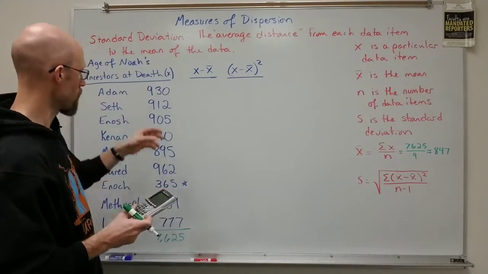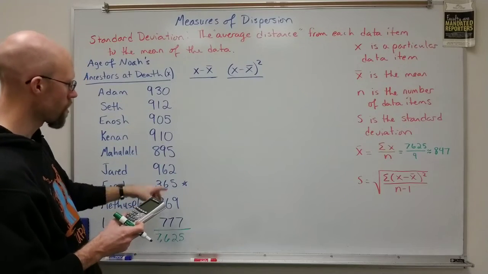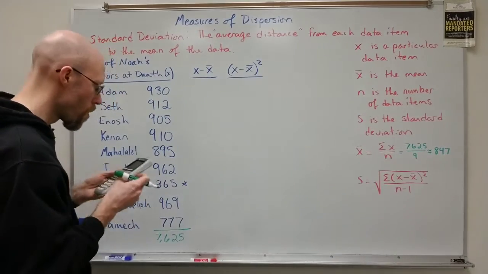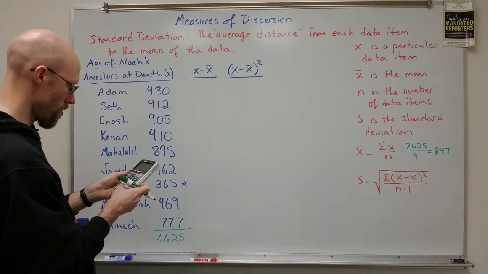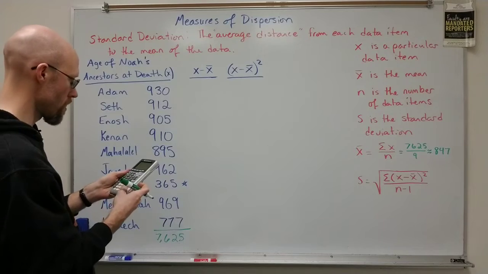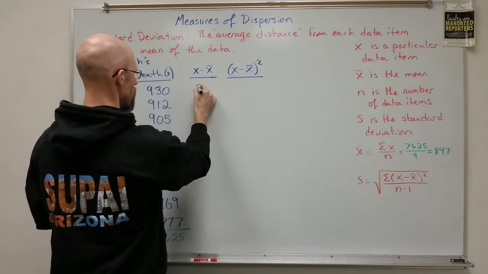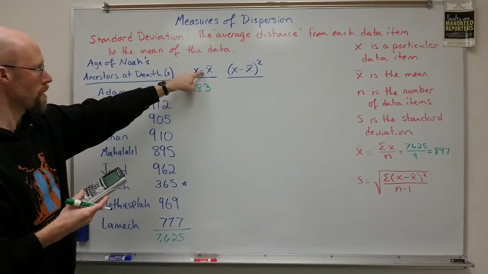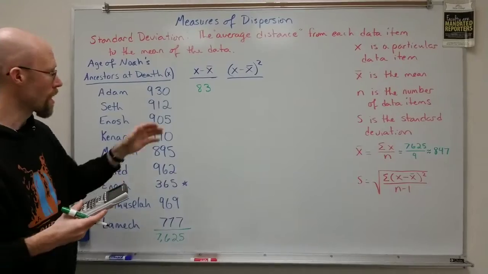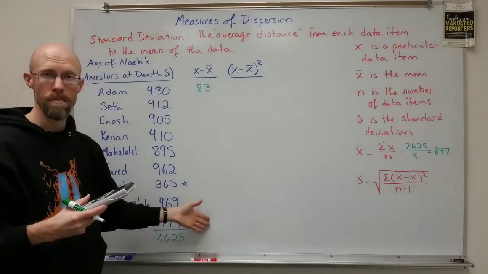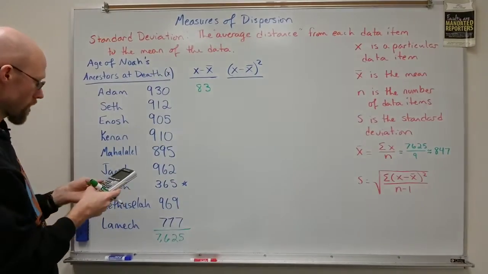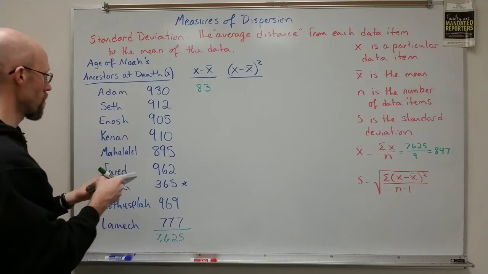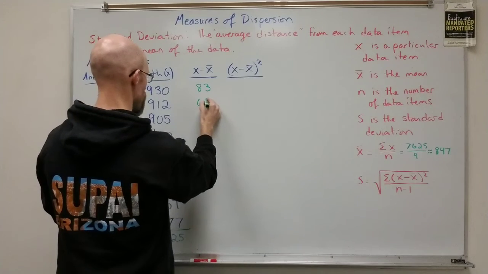So what I'm gonna do is I'm gonna type in each of these 9 values, and at each one I'm gonna subtract 847, all right? So I have 930 minus 847 is gonna be 83. So right there is 83, right? That's 930 minus 847, all right? And what we're gonna do is do that for every item, all 9 of them. Okay, this does, like I said, this gets to be tedious, but it is an essential part of the calculation.